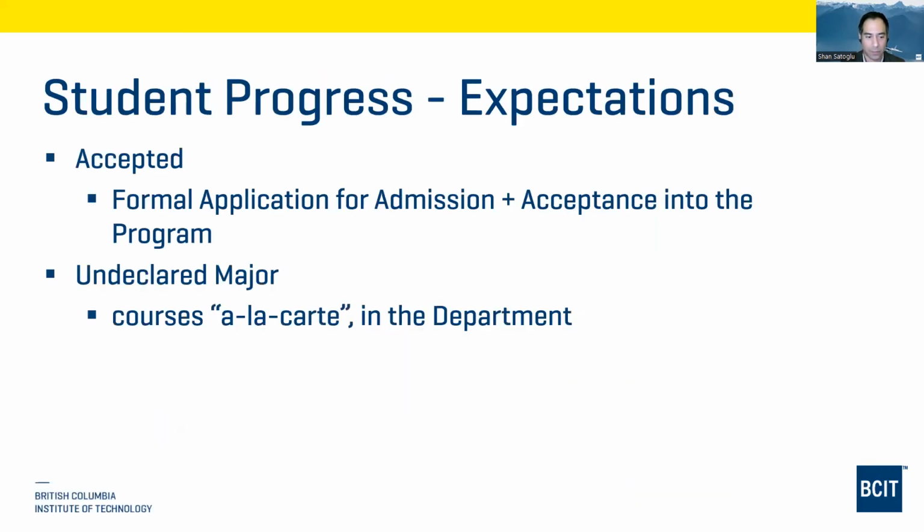Next slide, please. So in terms of progressing through the program, there are two ways that people can get started, and we have our expectations about what is good progress. In terms of starting courses in the program, people can take those courses that I had mentioned that are available as electives. You can actually take those courses without being accepted into the program. We call that undeclared major. So it's taking 3 courses a la carte. The other way to get started in the program is to do the formal application, get that reviewed and get accepted, and then be formally in the program. So those are 2 ways to get started.